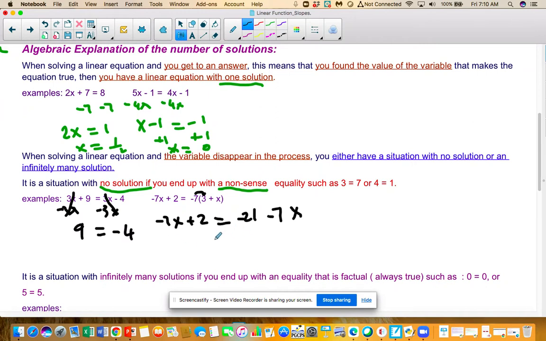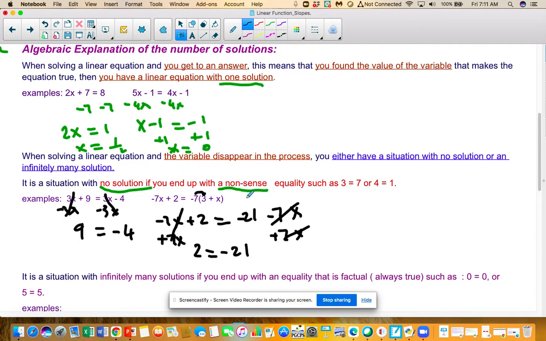Now, from this, if I decide to move the variable to the same side, I would have to add 7x to both sides. So you'll notice that again, in this situation, negative 7x plus 7x equals 0, and negative 7x plus 7x adds up to 0. So I have 2 on the left side equal to negative 21. Again, that's not true. So that's nonsense. Therefore, we have a situation of no solution.